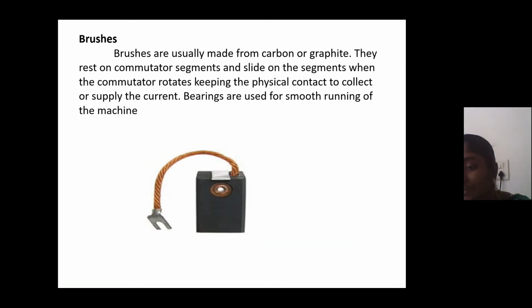So what about the brushes? They play an important role. These brushes are usually made from carbon or graphite material. They rest on commutator segments and slide on the segments when the commutator rotates, keeping the physical contact to collect or supply the current. Anyhow, we are giving the mechanical energy as input, that is rotation with the help of a prime mover, to the DC generator. Finally, we are receiving the electrical energy as an output, that is the current, with the help of the commutator and the brushes. Bearings are used for smooth running of the machine.